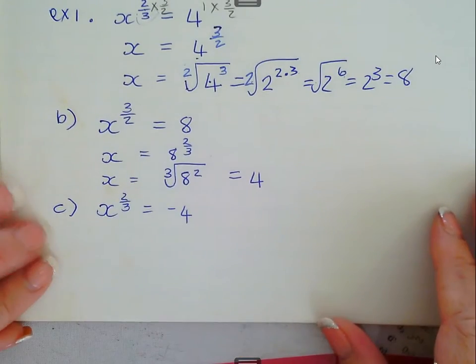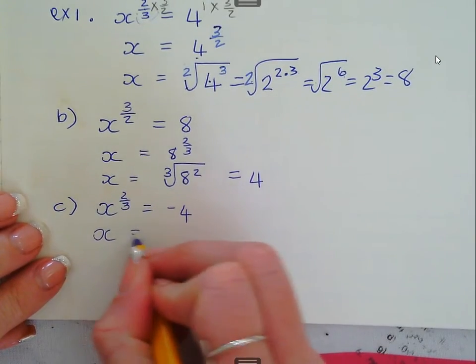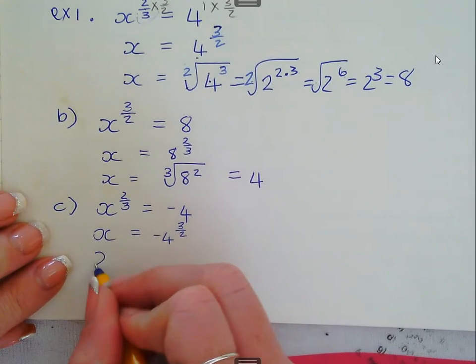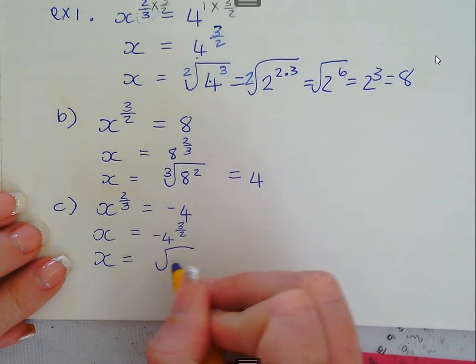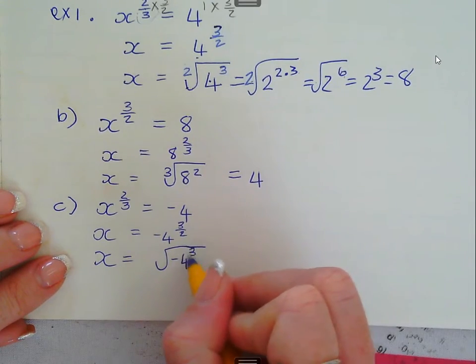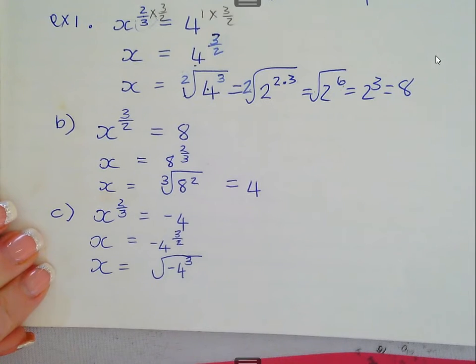Okay, I'm going to do this one with you just to save us some time. So I'm going to have my reciprocal there, negative 4 to the power of 3 over 2. So x is going to be equal to the root, negative 4. What comes first now comes last. What came last now comes first. So it's a square root of negative 4 to the power of 3. I hope you see the danger lights flickering.